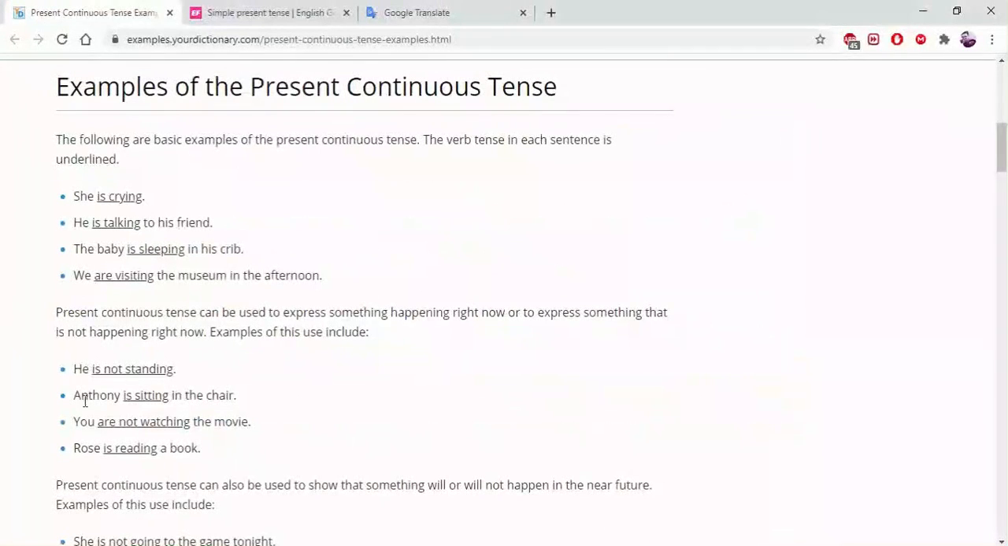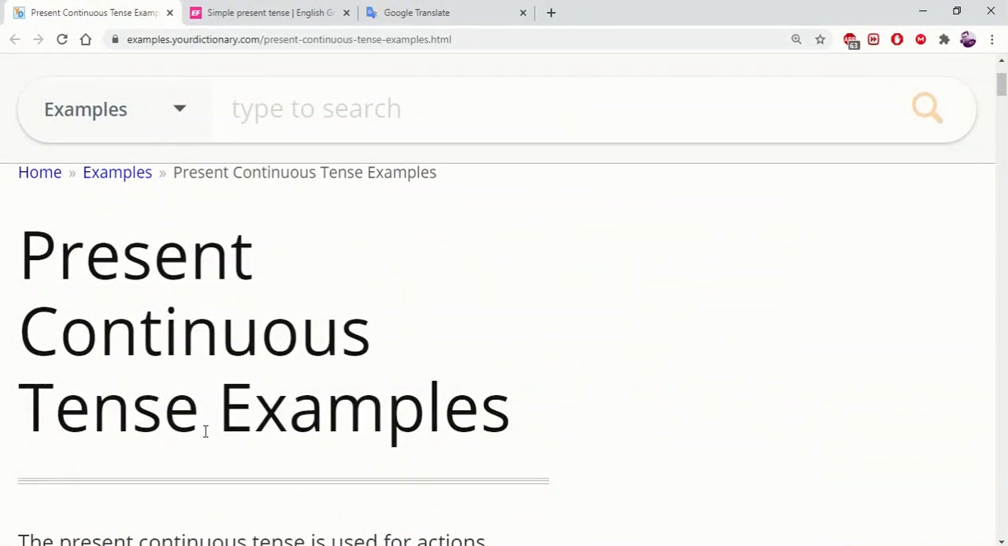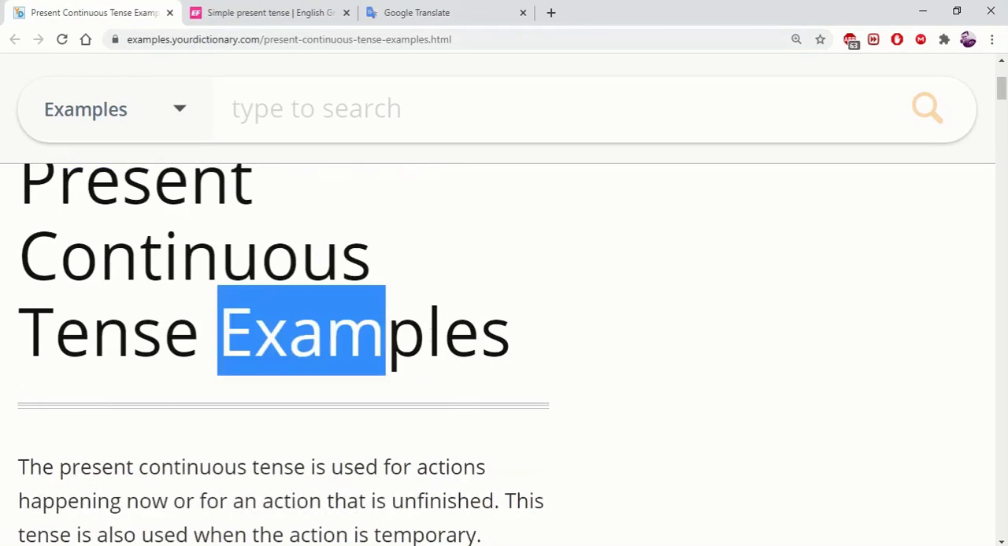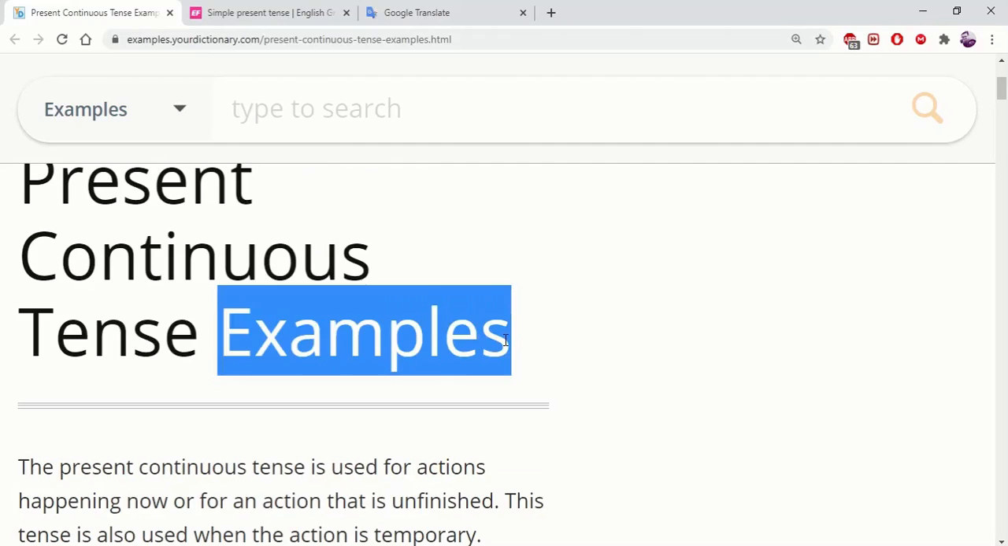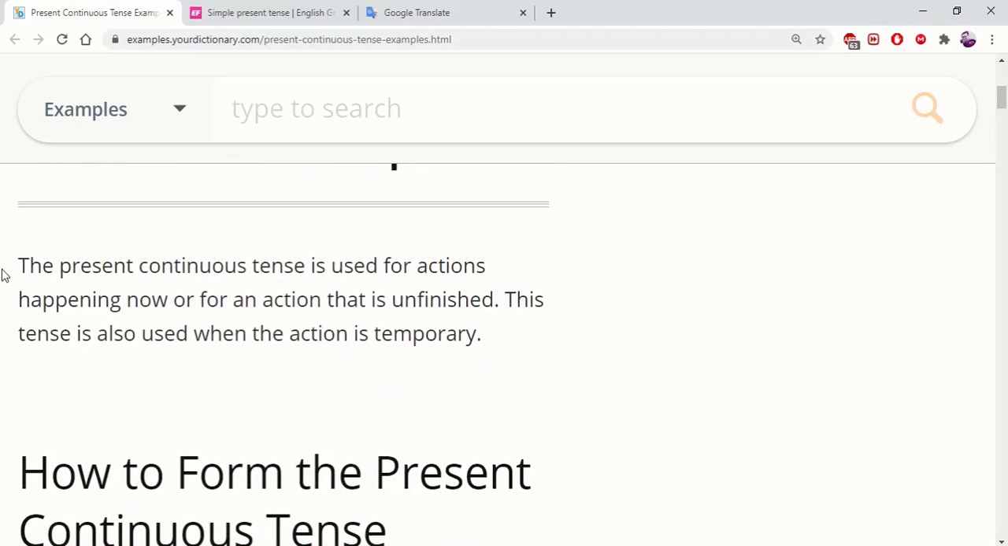Now I'll be using the internet to show you some examples. As you can see this heading over here, present continuous tense examples. The present continuous tense is used for actions happening now. I already told you जो अभी हो रहा है. Or for an action that is unfinished. That means it is not finished. जो खत्म नहीं हुआ है.